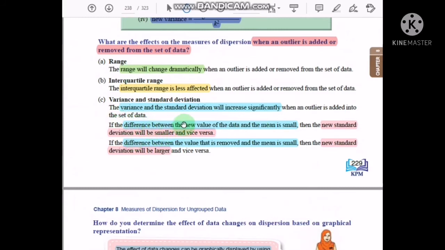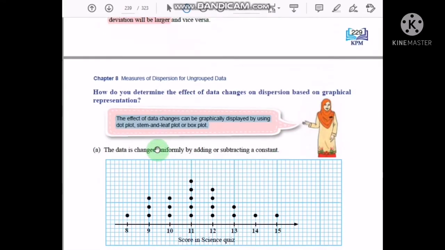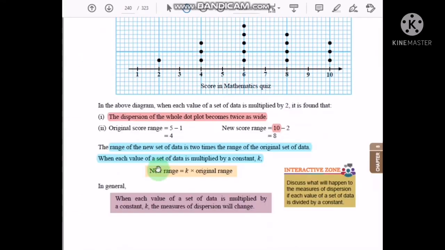If the difference between the new value of the data and the mean is small, then the new standard deviation will be smaller. When the difference between the newly added value and the mean is small, our new standard deviation will become smaller. Remember that one, and we go through example 13.